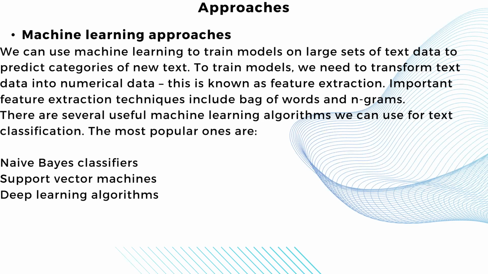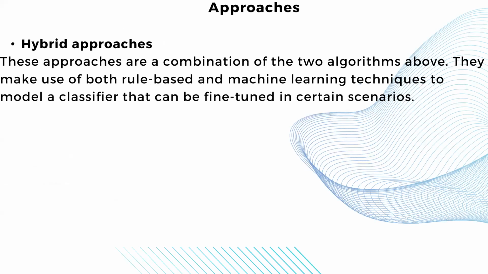And then you have machine learning approaches. What are machine learning approaches? We can use machine learning to train models on large sets of text data to predict categories of new text. To train models, we need to transform text data into numerical data. This is known as feature extraction. Important feature extraction techniques include bag of words and n-grams. There are several useful machine learning algorithms we can use for text classification. Some of them are naive Bayes algorithms, support vector machines, and deep learning algorithms.